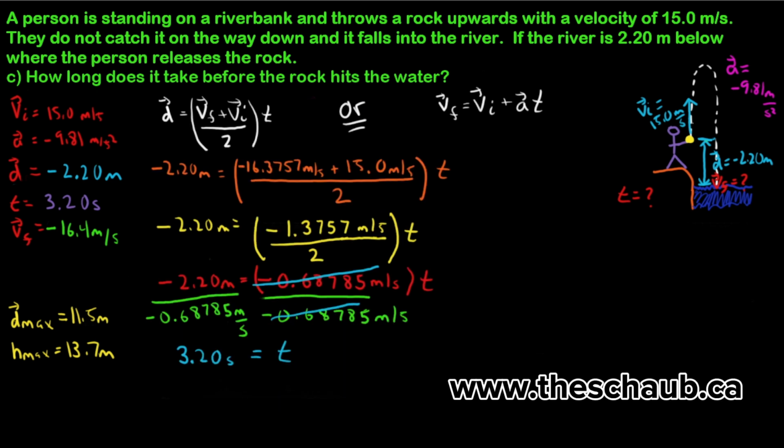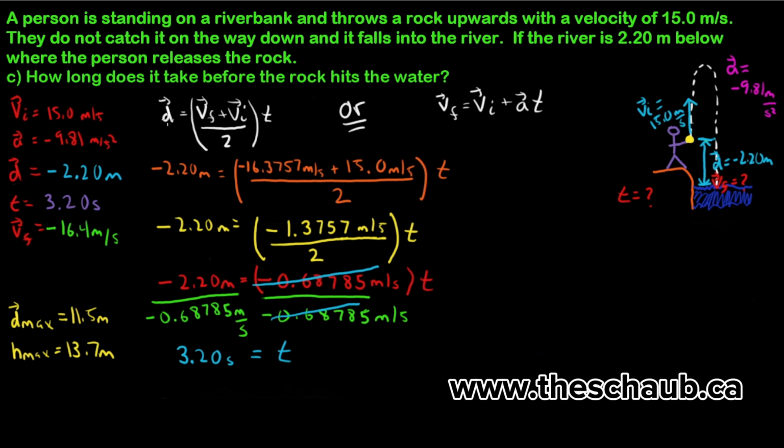So when choosing your kinematic equation to solve with VF, you'll notice there's two options. We have d equals VF plus VI over 2 multiplied by t, or VF equals VI plus at. I'm only going to solve one of the ways, and if you want to also solve this problem using this equation to confirm our answer a third time, you're welcome to.